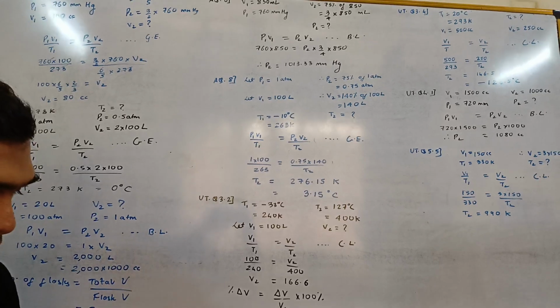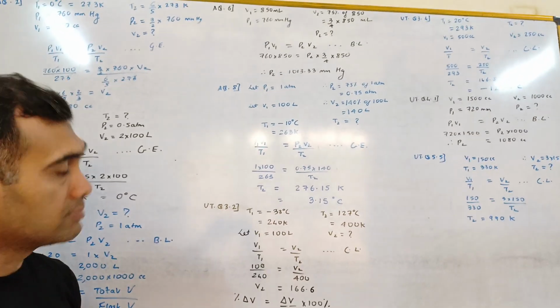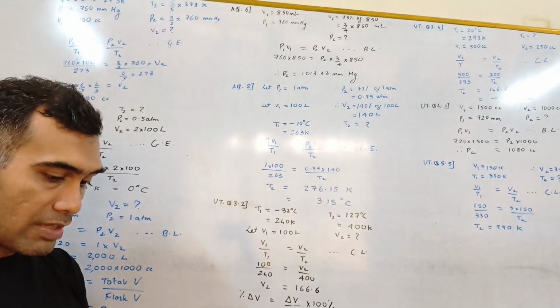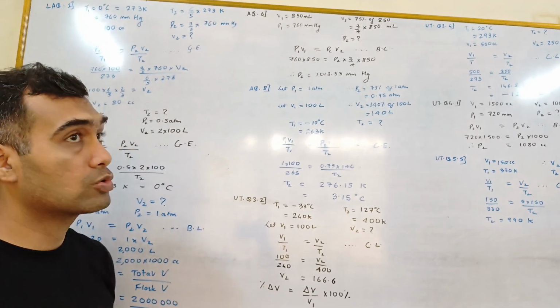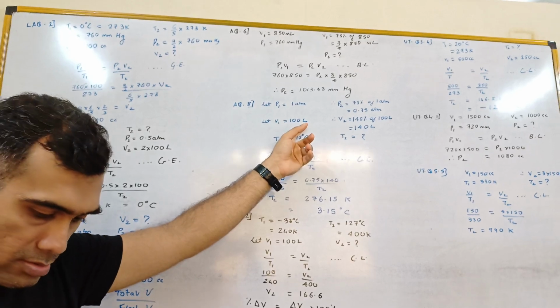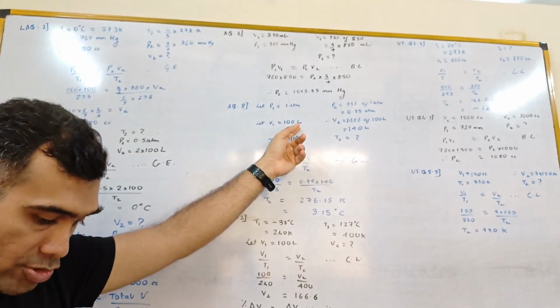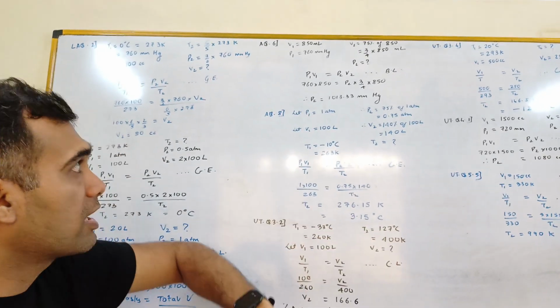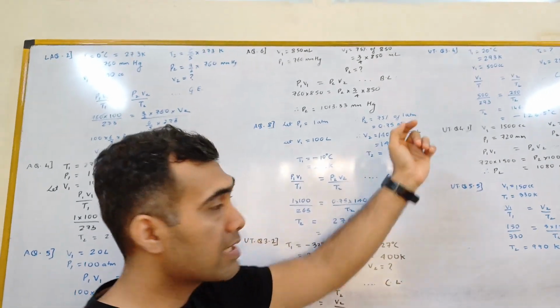Now the eighth question. At a given temperature, the pressure of a gas reduces to 75% of its initial value. So initial value is not given, so I'm going to assume volume to be 100 liters and the pressure as 1 atm. Now the pressure reduces to 75%, so that will be 0.75 atm.